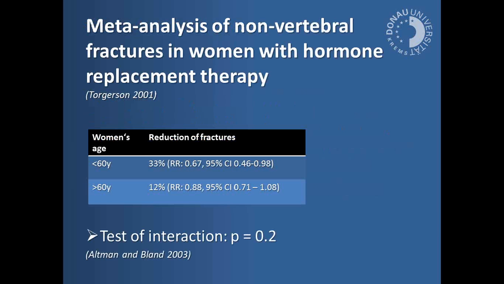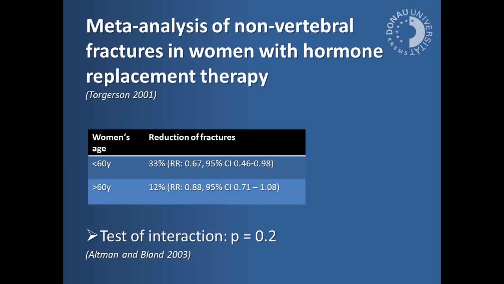This is an example of a meta-analysis from 2001 of non-vertebral fractures in women with hormone replacement therapy. If you see the data, in studies where the women's mean age was less than 60 years, you have a reduction of fractures of 33%, which is statistically significant. And in studies where the women were older than 60 years, on average there was just a 12% reduction, and it was not statistically significant.